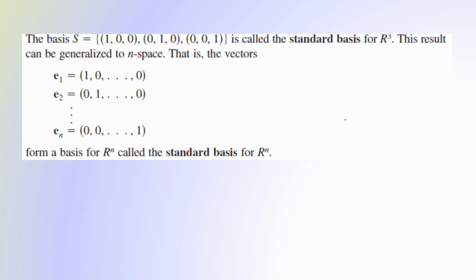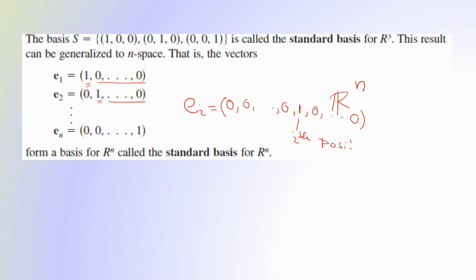Very similarly, we can consider the standard basis for Rn. It should have n components. E1 has 1 in the first place and other components 0. For E2, the second component is 1 and the other components are 0. Likewise, Ei has 0 in all components except the ith position, where it is 1. So this is called the standard basis for Rn.